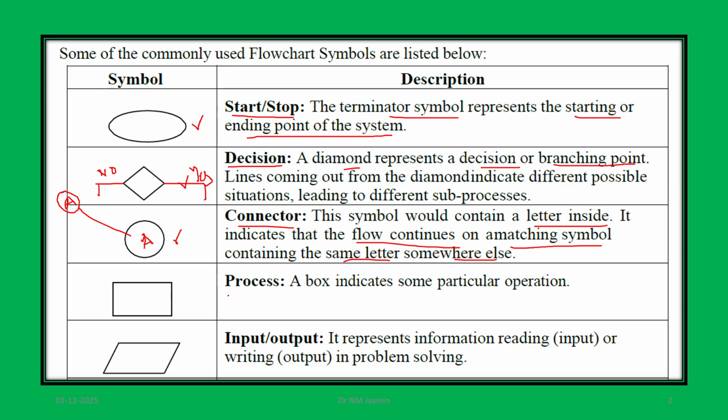Okay. Next, move on to process. What is meant by process here? We are representing the process with the rectangle. So here, a process is nothing but a box indicating some particular operation. So if you want to do an addition operation, or any multiplication, division, subtraction, etc., all these processes we will simply represent using a rectangle.